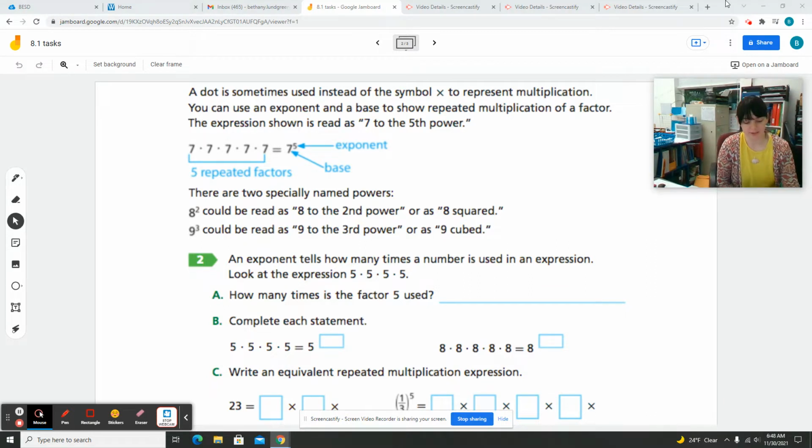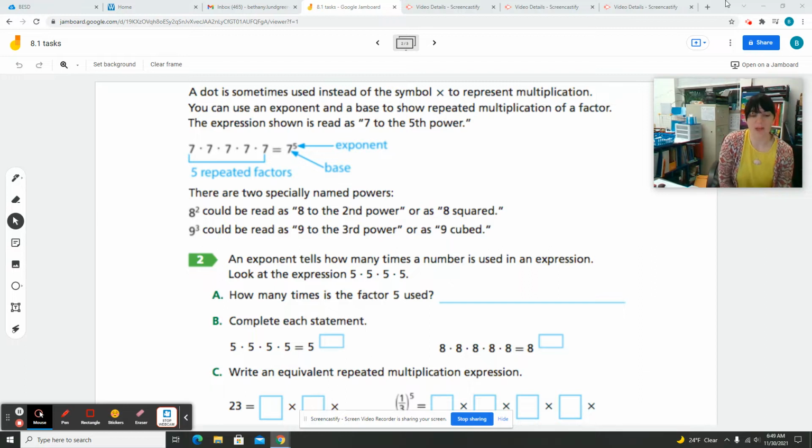We have a dot. A dot is sometimes used instead of the symbol X to represent multiplication. Now, why, you might ask? This will make more sense later when we use an X to represent like a mystery number, a number that we don't know. So sometimes it can be confusing to have an X for multiplication and an X to mean something else. And so sometimes it's just easier and is clearer to use a dot for multiplication instead. You just have to remember that the dot does not look too much like a decimal, that you put it in the middle a little bit higher than you would put a decimal point, and you spread your numbers out just a little bit.